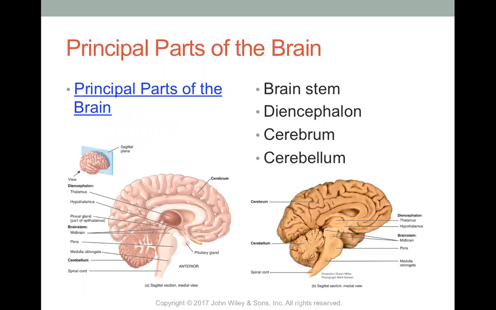So we'll start with the principal parts of the brain. The brain and the spinal cord arise from embryological tissue called the ectoderm, beginning as a hollow neural tube. The major parts of the brain include the brain stem, the diencephalon, the cerebrum, and the cerebellum. Four major parts.